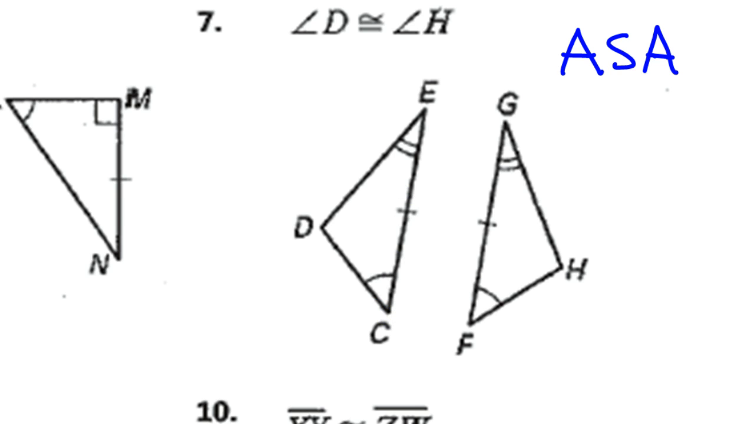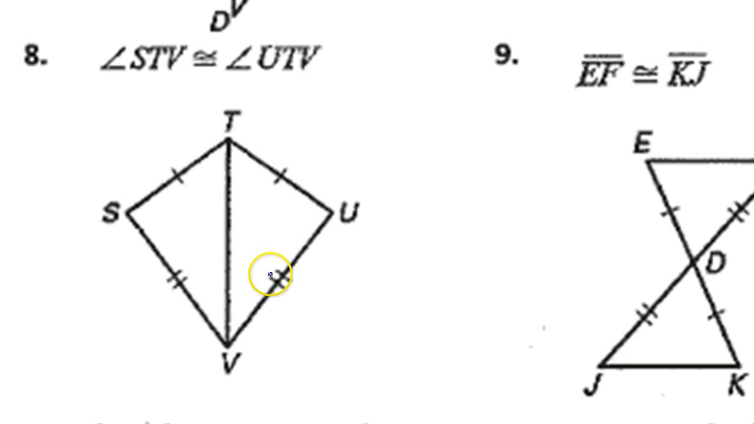Number 8. In addition to the sides that are marked, we can also mark this shared side. TV is congruent to TV by the reflexive property. Anyway, so now I see that all three sides are congruent to all three sides. So these are congruent by the side, side, side postulate.